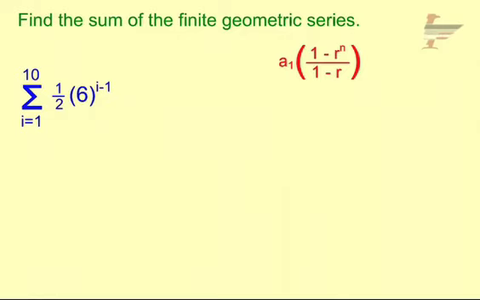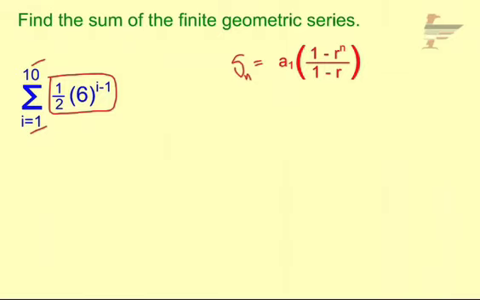Find the sum of the finite geometric series. It's finite because the series stops and we're going to add those terms up. They gave us the series over here. We're going from 1 all the way up to 10, with the rule 1/2 times 6 raised to the i minus 1 power. So we have our sum formula over here for a finite geometric series.